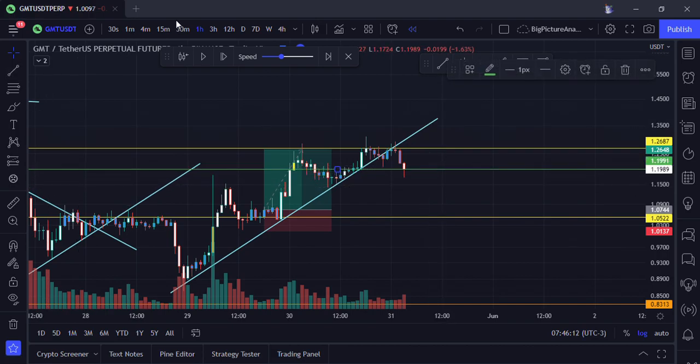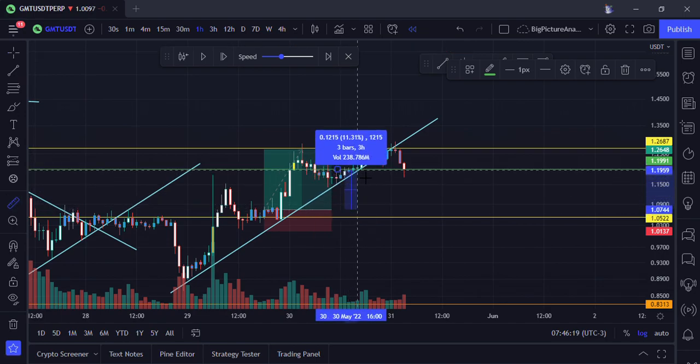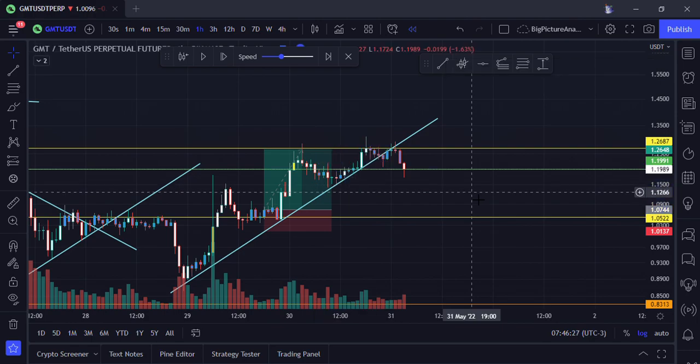So how much money did I get? Let's see here. Let's measure this. Let's see if it was a good profit or not. Come on. With a 10 times leverage, it was a 100% profit. Come on, if this is not good, I don't know what is good.